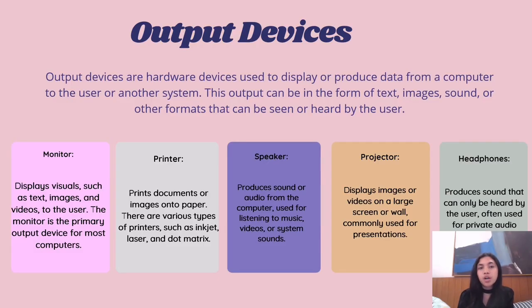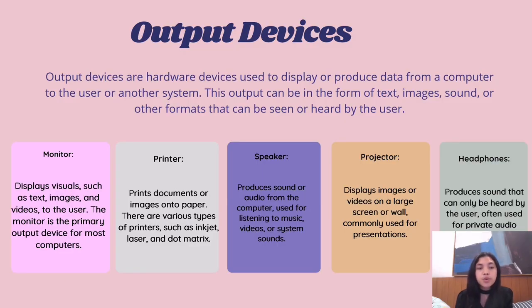Output devices are hardware devices used to display or produce data from a computer to the user or another system. This output can be in the form of text, image, sound, or other formats that can be seen or heard by the user. Examples are the monitor, printer, speaker, projector, and headphones.